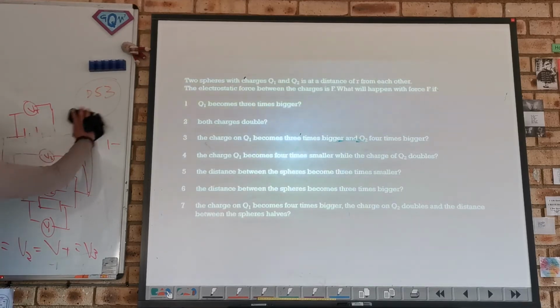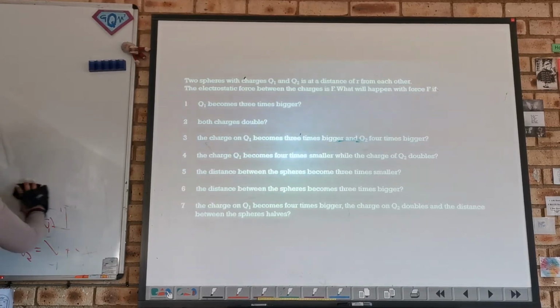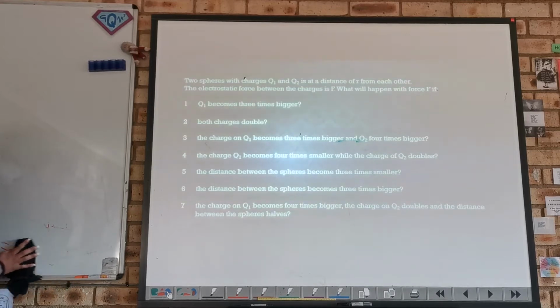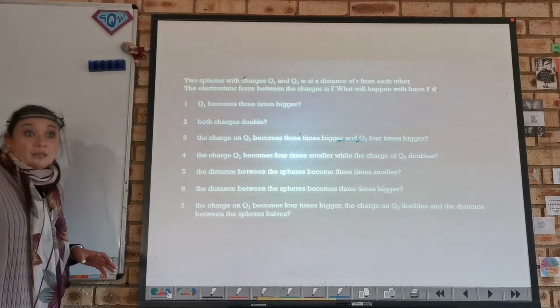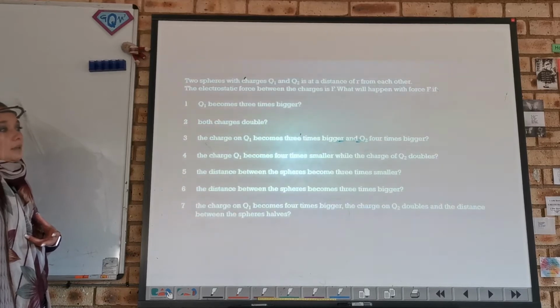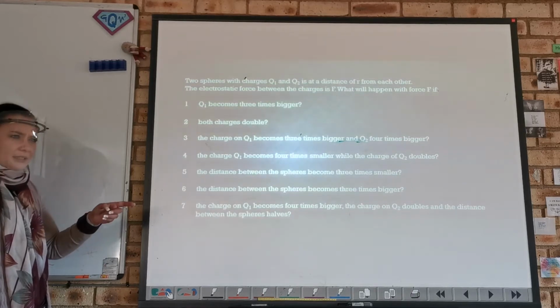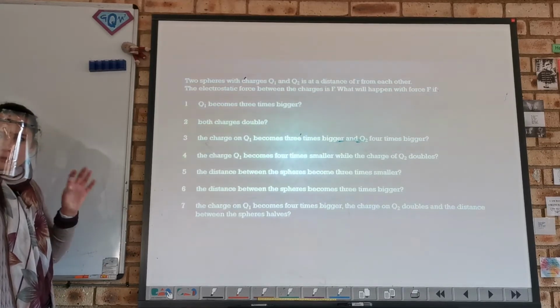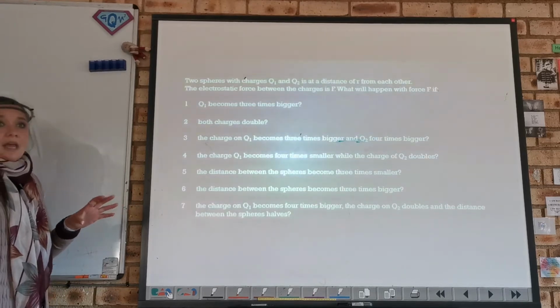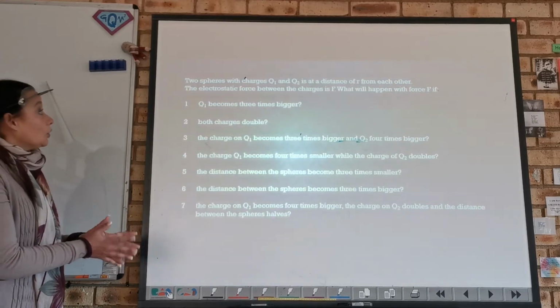This question says, two spheres with charges Q1 and Q2 are at a distance r from each other. The electrostatic force between the charges is F. What will happen if...? So this is one of those things where we're changing variables, or changing the relationship between variables in terms of a ratio. We're not using numbers. Does that make sense? We did ones like this previously for Newton's law of universal gravitation. And the rule is this: we're going to write down the formula, and we're going to sub in the values according to what we have.